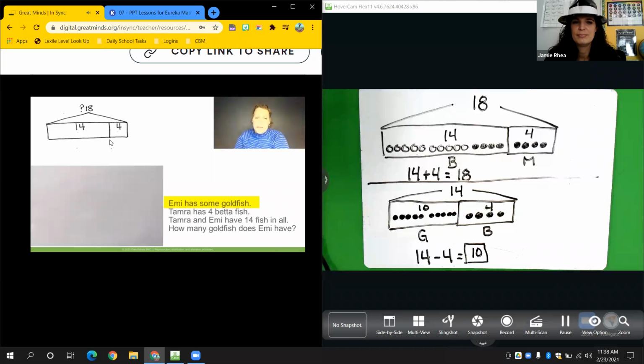Emmy has some goldfish. Can I draw something? Well, I don't know how much some is. So I'm going to draw a tape. And I'm going to write a question mark inside because I don't know how many Emmy has. And I'm going to label this part E for Emmy. We label ours G for goldfish. Tamara has 4 betta fish. Well, can I draw something? What can I draw? I can add on to the tape.